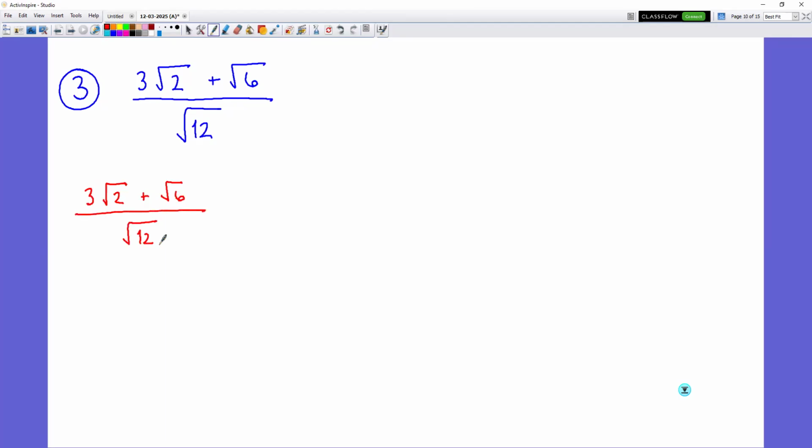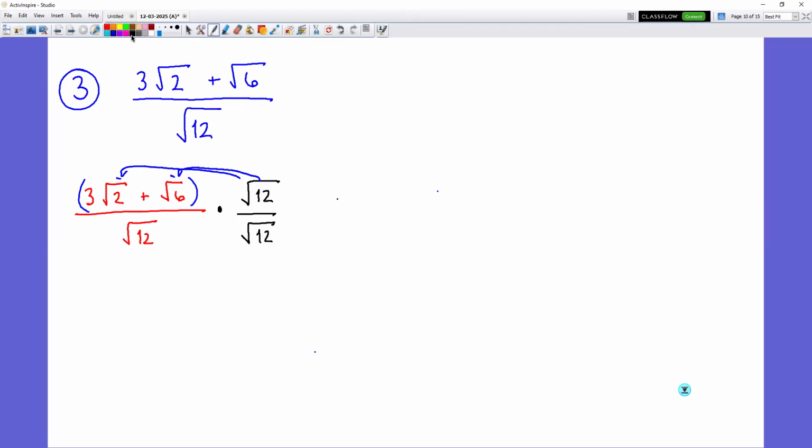And then what we'll do is rationalize the denominator. So we're going to take the square root of 12 over square root of 12 and put that right there. That's going to make our rationalizing the denominator happen. Now, because the 3 square root of 2 plus square root of 6 is an expression, I'm going to put that in parentheses, because we're going to distribute that square root of 12 into these two terms.